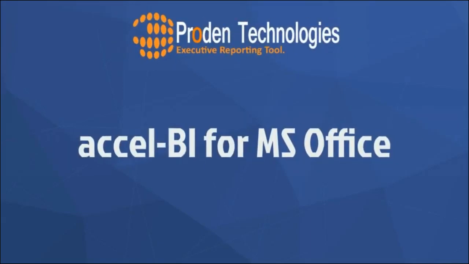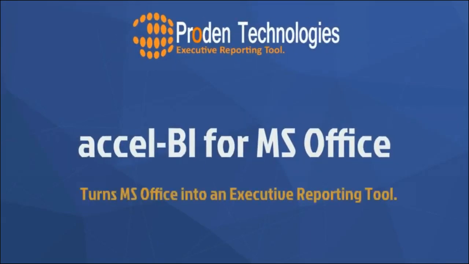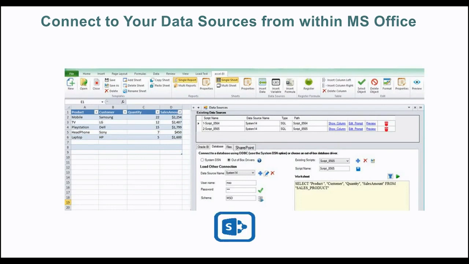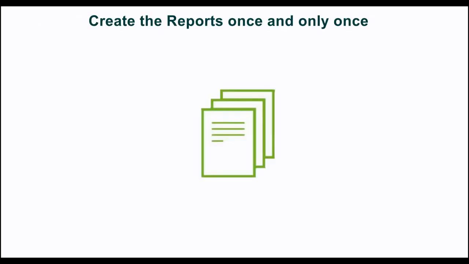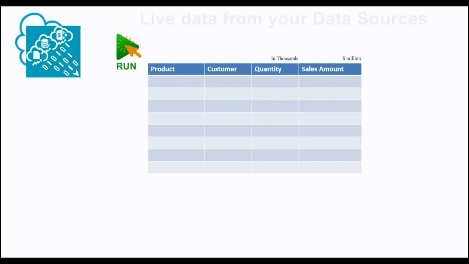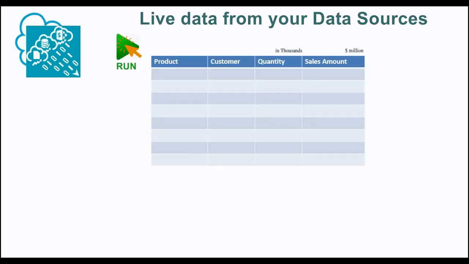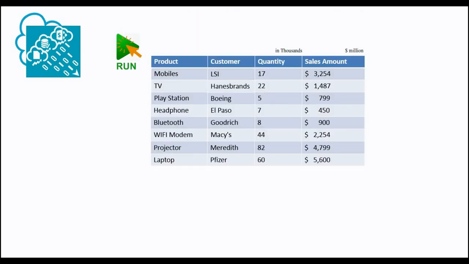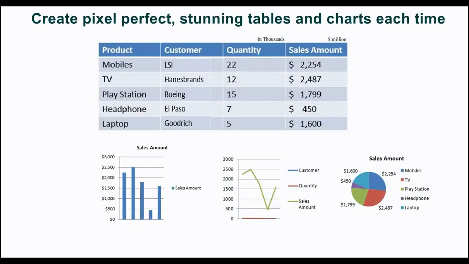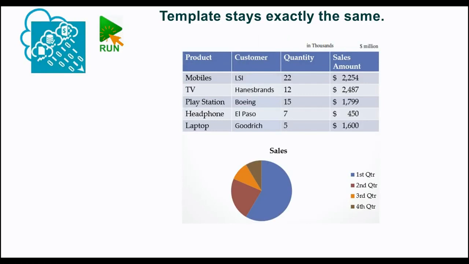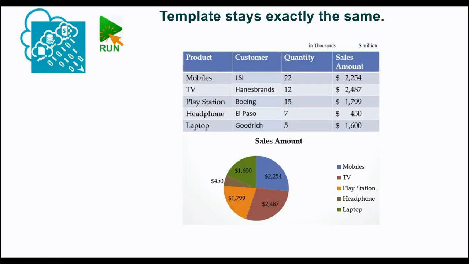Excel BI for MS Office turns MS Office into an executive reporting tool. Connect to your data sources from within MS Office. Create the reports once and only once. Refresh the reports with live data from your data sources. Create pixel-perfect, stunning tables and charts each time. Data is refreshed each time you run the report, and the template stays exactly the same.